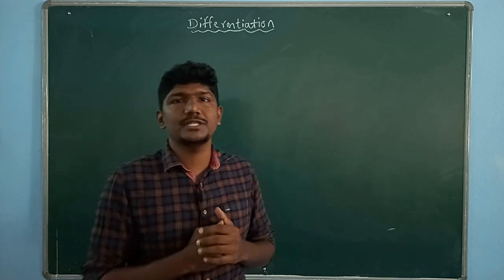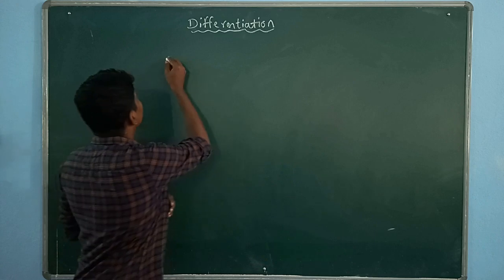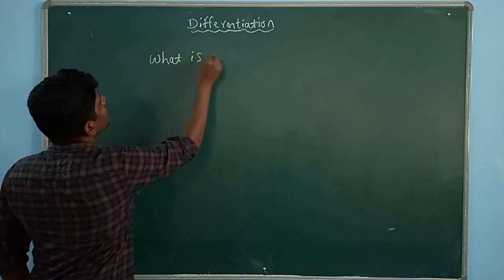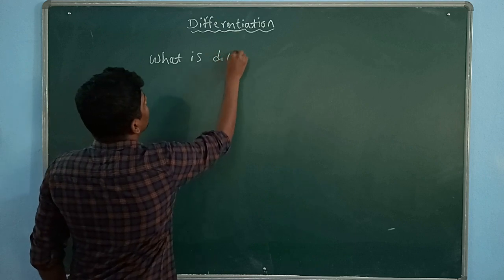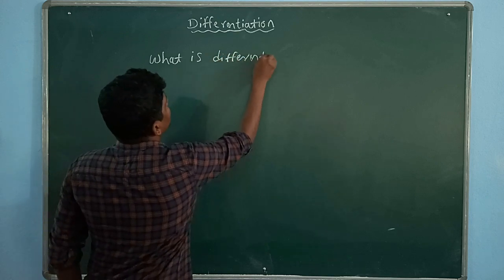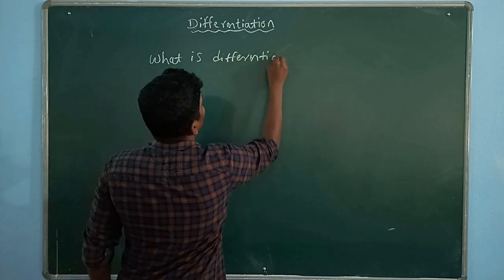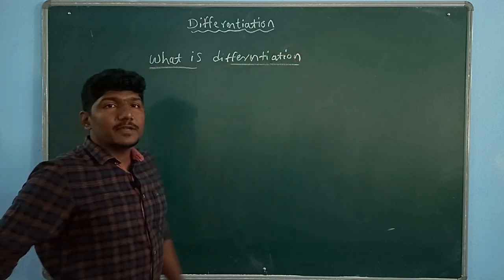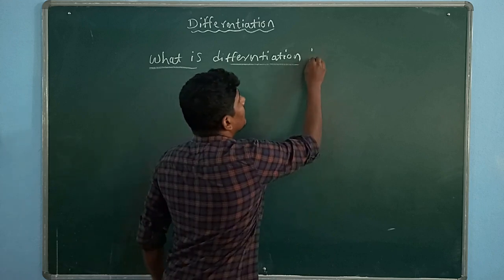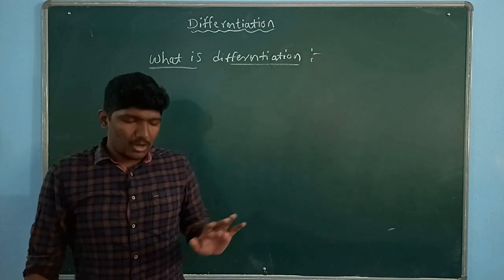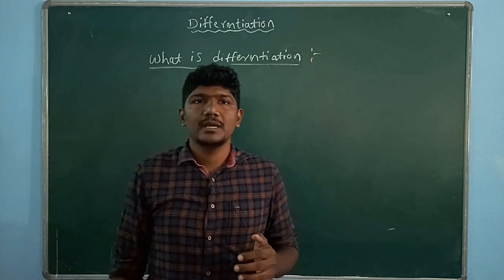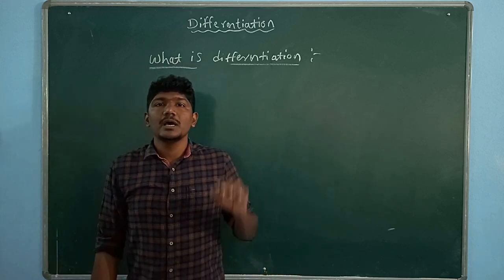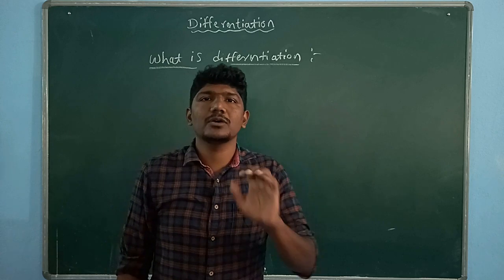First we will see the definition of differentiation. So what is differentiation? Differentiation is a tool, or we can say a process, by which you can find the rate of change of one quantity with respect to another quantity.